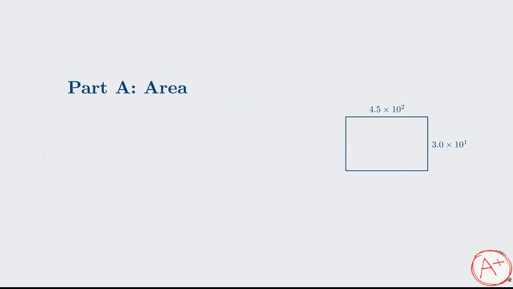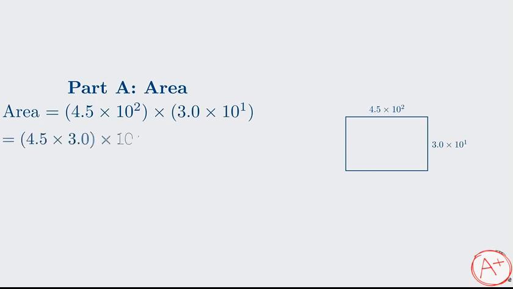Part A, area. Area is length times width. Multiply the coefficients. 4.5 times 3 is 13.5. Add the exponents. 2 plus 1 is 3. Adjusting to standard form, we move the decimal left and increase the exponent.